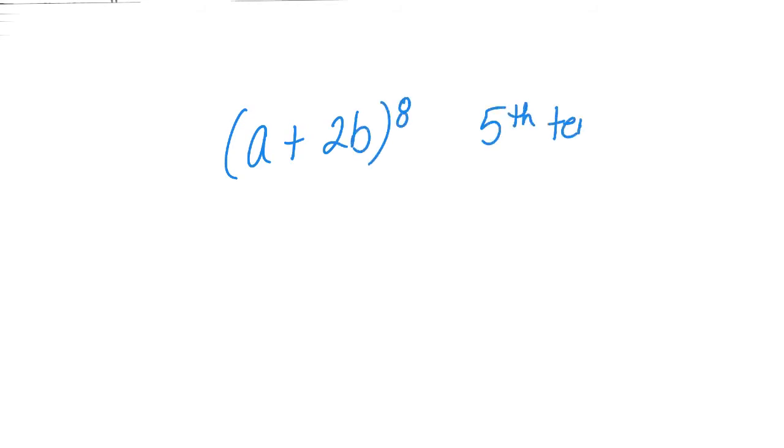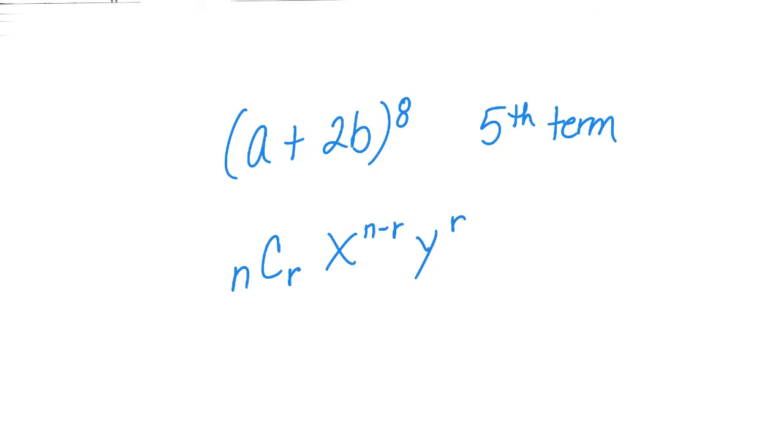to worry about room. So it says a plus 2b to the 8th power, and I'm looking for the fifth term. Yes, I could work all this out and make myself crazy, or I can memorize this little formula. I really don't see this much, but in this section you will see it. But we have to understand what this formula means.